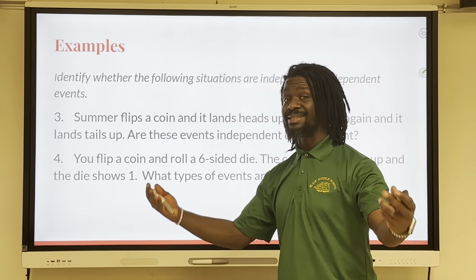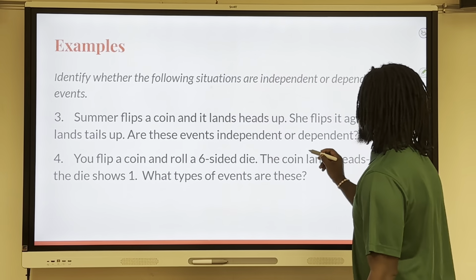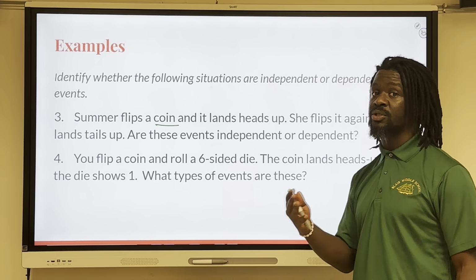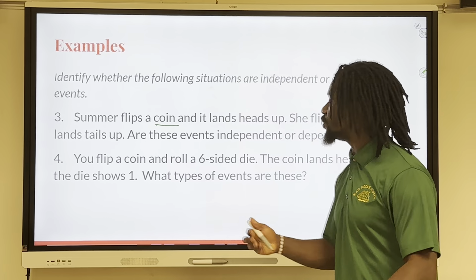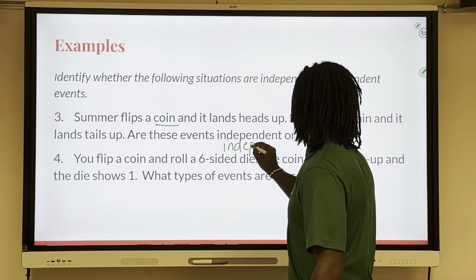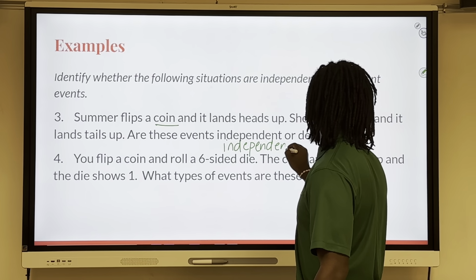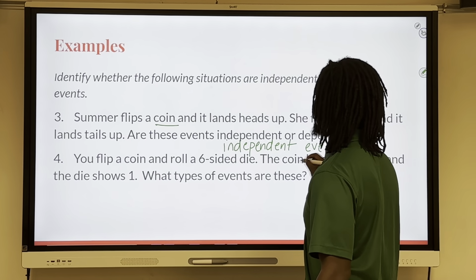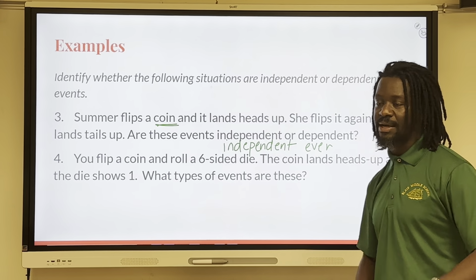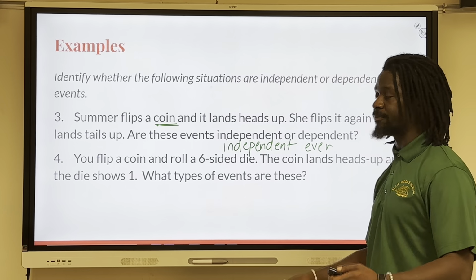The answer is no, right? Because it's a coin, right? And a coin is going to be heads or tails each time regardless. What you do on the first one is not dependent on the second one. So in this case, it is an independent event. Again, coins don't affect each other. It's heads or tails either time, okay, regardless of what you do.